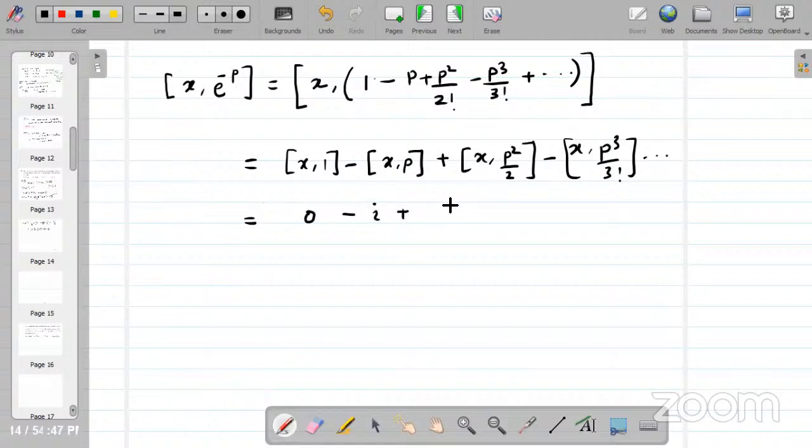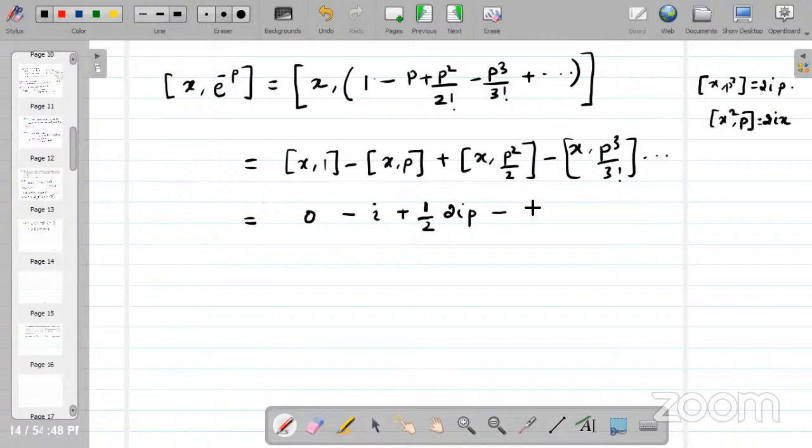Then [x, p²], right? It is a 1 by 2. What is [x, p²]? 2i. I hope all of you know why. So please understand [x, p²] is equal to 2 times i p. Suppose we have [x², p], 2i x times. So these are all some basic things you should know.